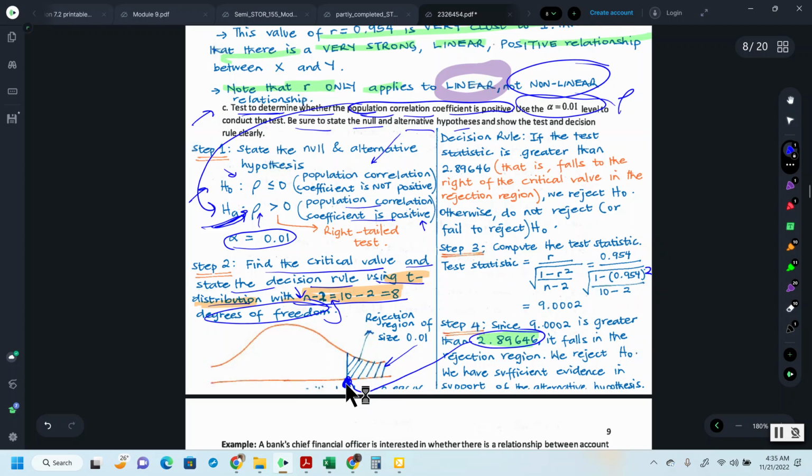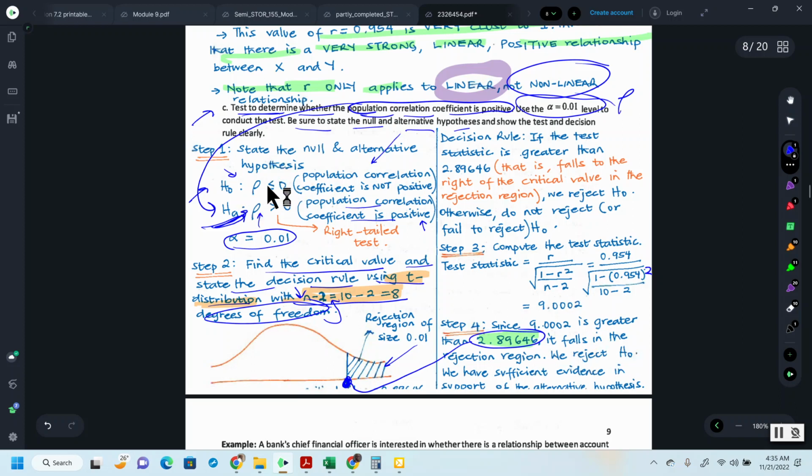Remember, the critical value was the threshold between the rejection region and the non-rejection region. This value, 9.002, is definitely greater than the critical value. So it lies to the right of the critical value in the rejection region. It falls in the rejection region because 9.002 is greater than 2.89646. So that will cause us to reject the null hypothesis.